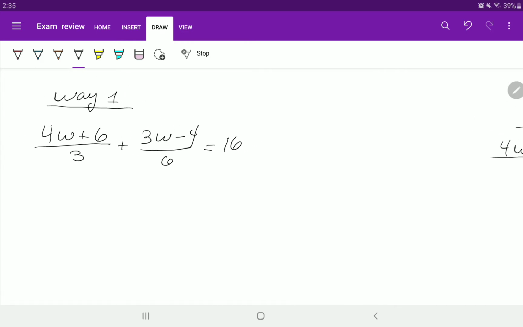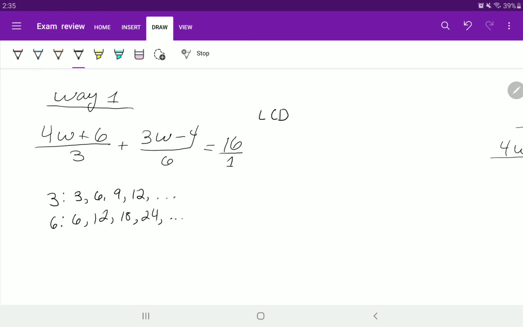To find the LCD, I'm going to make each one a fraction, so 16 right here is 16 over 1. With the LCD, I'm going to look at all my denominators: 3 and 6. I don't need 1 because 1 literally has every multiple. I want to list out the multiples of 3: 3, 6, 9, 12, 15, 18, and so on. The multiples of 6 are 6, 12, 18, 24, and so forth.